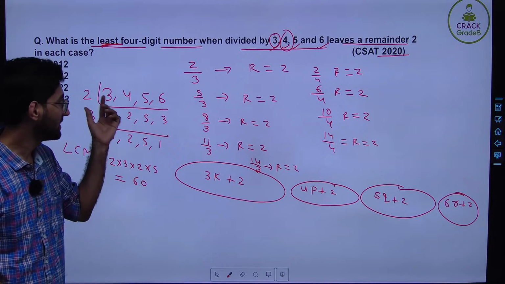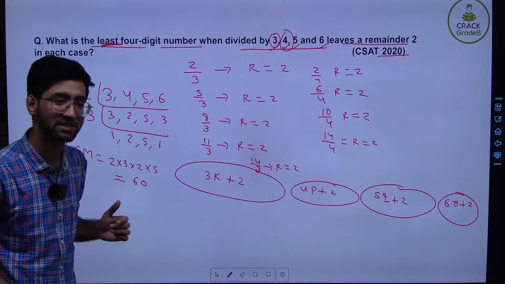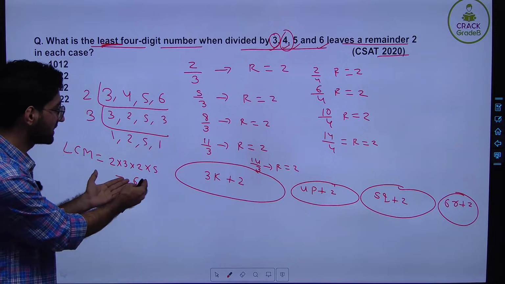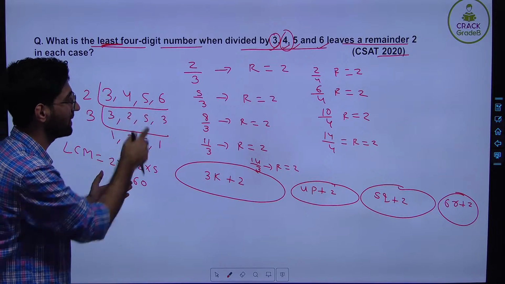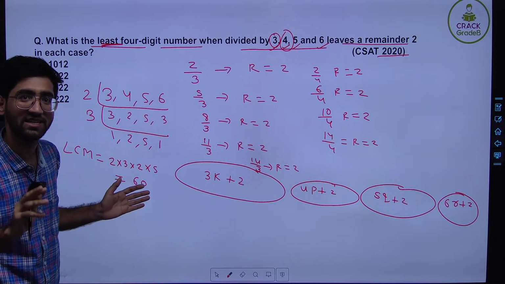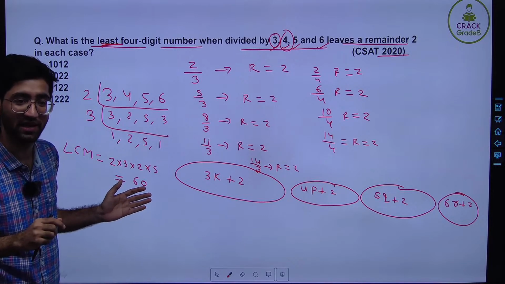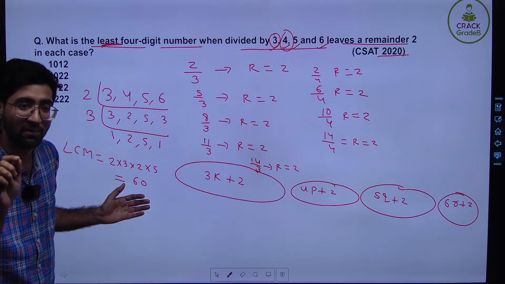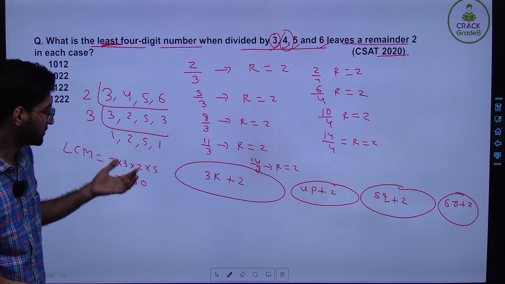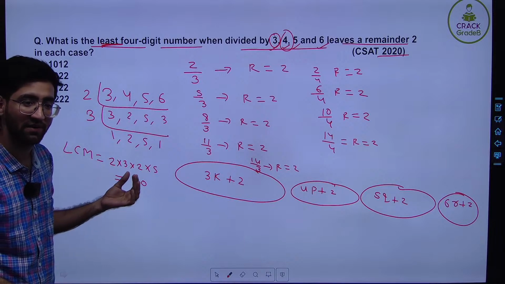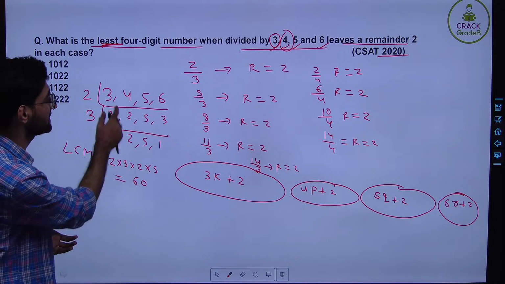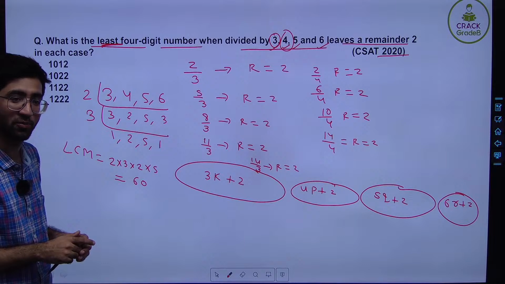Means this number is divisible by all of these numbers. Why? Because this 60 is the least common multiple of 3, 4, 5 and 6. Try to recall that definition of LCM. Least common multiple, right? If you say that LCM of 3, 4, 5 and 6 is 60, it means 60 is the least common multiple of 3, 4, 5 and 6.